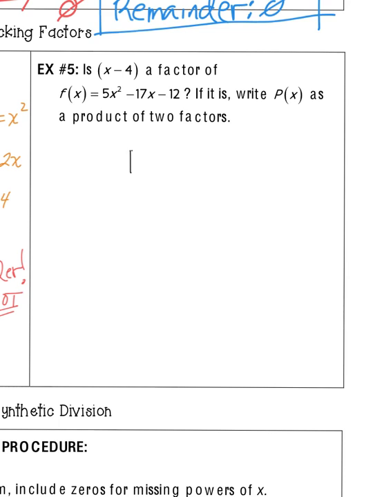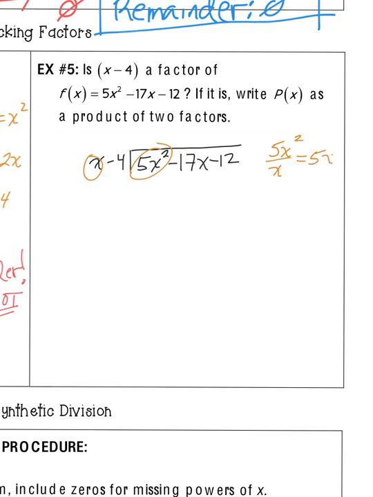Okay, so the first thing I'm going to do is set up my problem. I am not missing any terms. And then outside, I've got an x minus 4. My first terms are these two. So off to the side, 5x squared divided by x is 5x. So a 5x goes up top. Take the 5x and multiply it all the way through. So I get a 5x squared minus 20x.